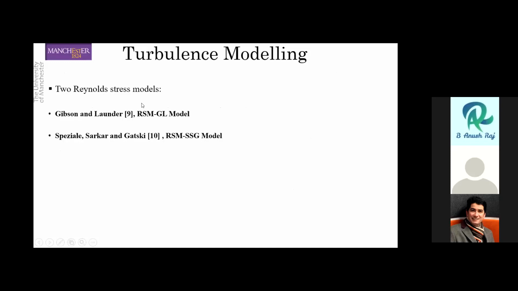The last 2 models here are 2 Reynolds stress models, the Gibson-Launder and the Speziale, Sarkar, and Gatski RSM SSG models.